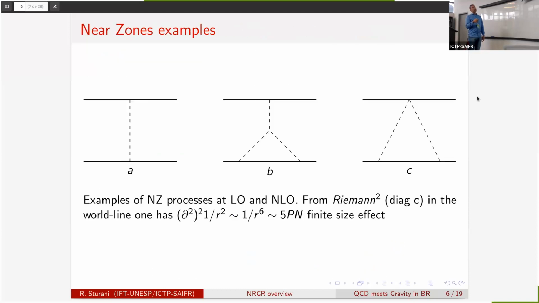And so look at here, this is already 1 over r times 1 over r. But here in addition, there are two derivatives. So overall, this is 4 derivatives times 1 over r squared. So overall, just by dimensional argument, it's 1 over r to the 6. So it's 1 over r to the 5 times the Newtonian potential. So we already know that finite size effects for spinless black holes are 5PN finite size effects.